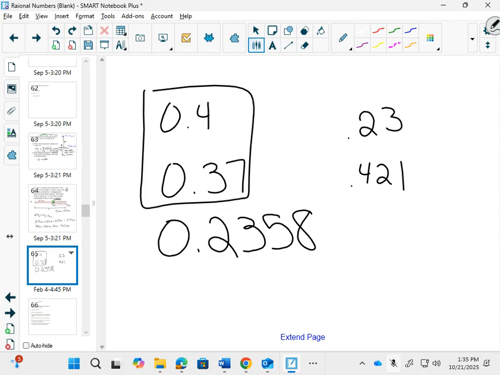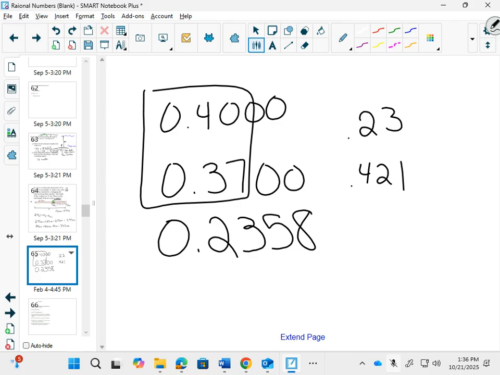Well, this one goes to the tenths, this one goes to the hundredths. If you really want to compare them, you should have the same decimal places for each. By adding a 0 there, now 40 and 37, is it pretty obvious that 40 is bigger? And if you wanted to compare it with this one, 4,000, 3,700, 2,358, now the 4,000 is obviously bigger.